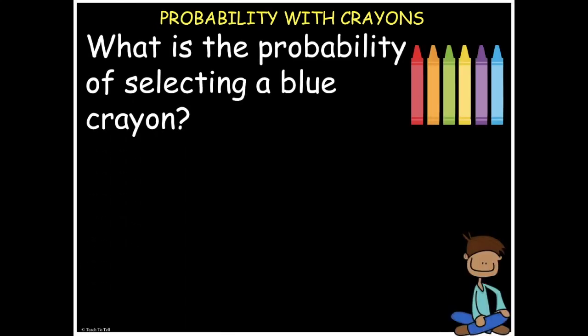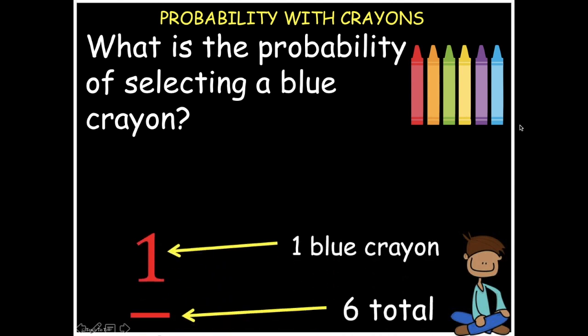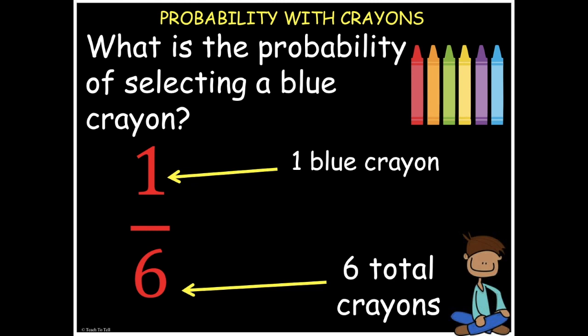What is the probability of selecting a blue crayon? Now we know what our options are, and if you count them up, 1, 2, 3, 4, 5, 6, there are 6 total outcomes, and only one of them is blue. So in this case, it would be 1 blue crayon out of the 6 total crayons that we just counted up.